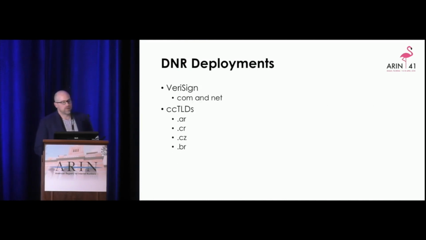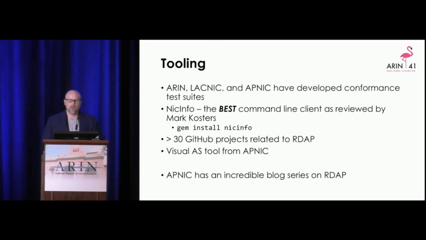In the domain name space, a lot of good stuff has happened in the RDAP world. Unfortunately, it hasn't been such a good run on the domain name side. So far, we only have 4 ccTLDs who have deployed an RDAP service, and then 1 gTLD provider, which would be VeriSign. As far as tooling goes, Aaron, LACNIC, and APNIC have all developed conformance testing tools. These are test suites that anyone can download and run against their RDAP service to test whether they've met the letter of the law as far as the RFCs are concerned. And these help both server operators and client implementers.